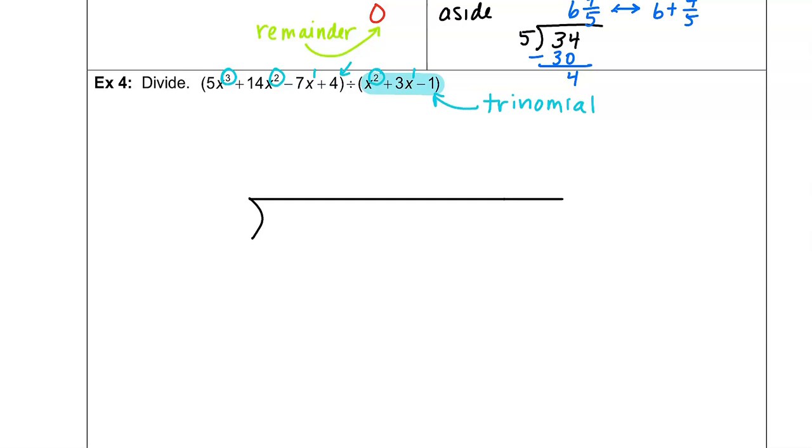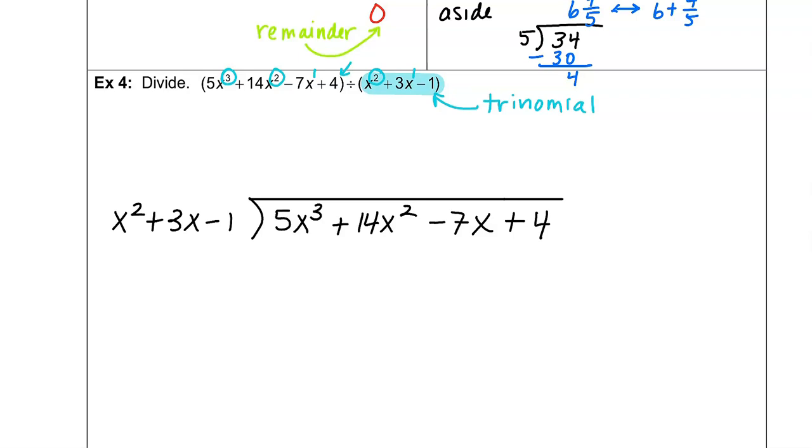So I can go ahead and write here x squared plus 3x minus 1. And we're going to see how many times it goes into 5x cubed plus 14x squared minus 7x plus 4. Now watch. What do you multiply the leading term here, x squared, by to get the leading term here, 5x cubed? What do you multiply x squared by to get 5x cubed? 5x. Okay, good.